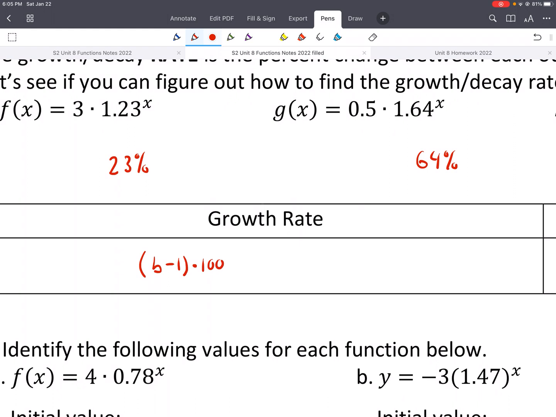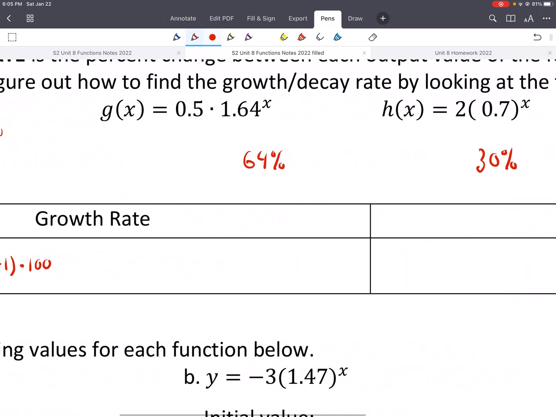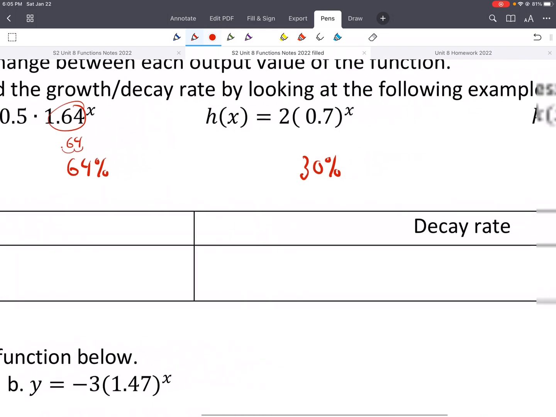So we're doing the difference from 1. How far is this from 1? Well, it's 0.23. Then we move the decimal twice, which is the same as multiplying by 100, and that gives us 23. Okay, so the difference from 1 here would be 0.64. We move the decimal, and we get 64.